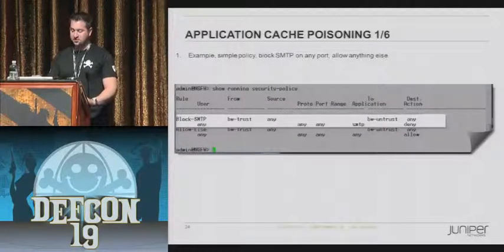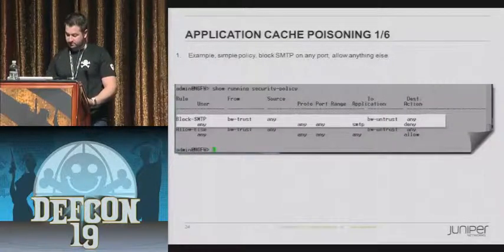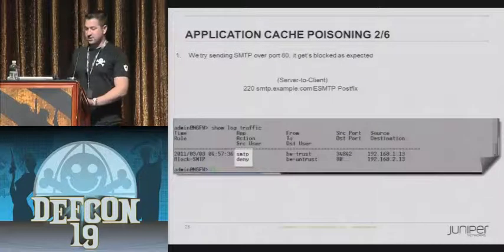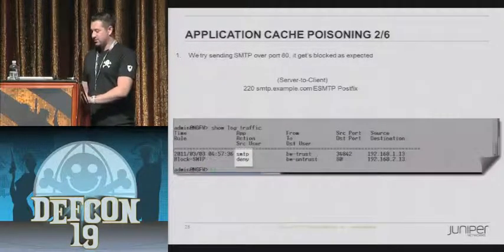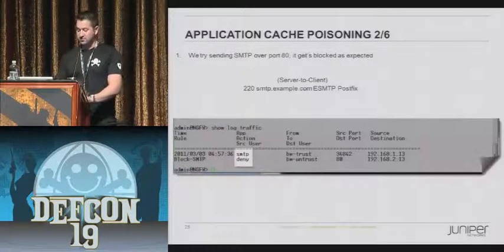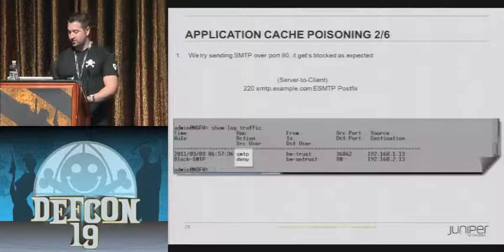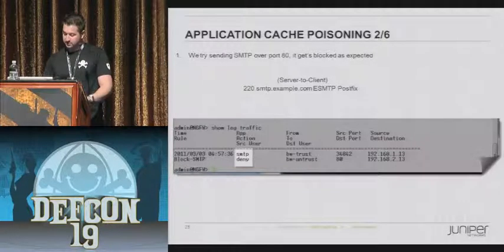So in this example, I configured the firewall to look for SMTP on any port and drop it no matter what, and allow everything else. Just kind of a smoke test here. I just send SMTP and it gets detected properly. This is looking at the logging message. We see that it's SMTP. We drop it. Exactly what we'd expect.